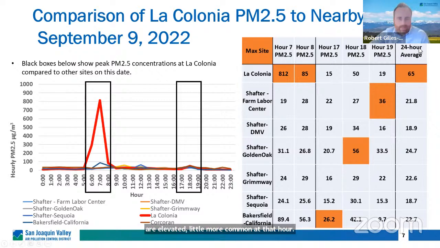And then the very last column, the 24-hour average, it's clear to see that La Colonia, because of these earlier morning concentrations, ended up at the highest for the day, which we saw earlier when we compared the colors. La Colonia had the red unhealthy AQI.